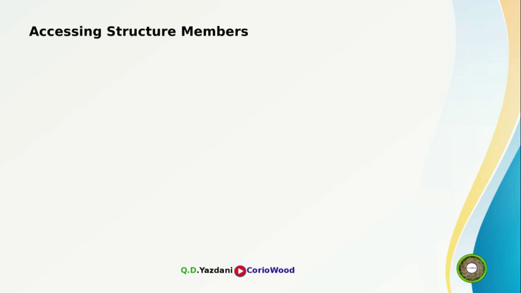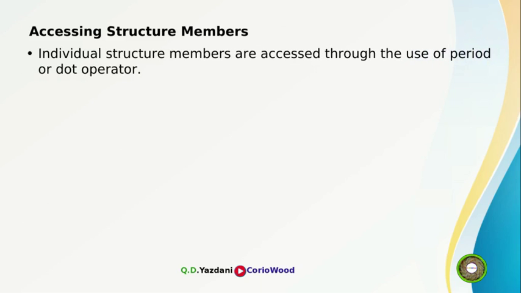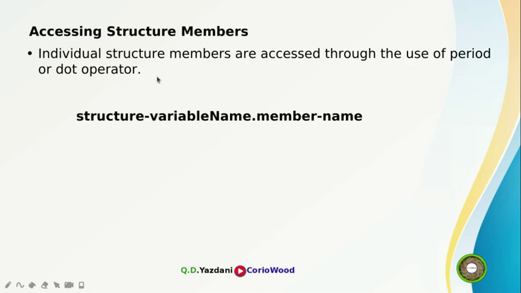We mentioned structure members, and then you need to access your structure members or type specifiers. Individual structure members are accessed through the use of the period or dot operator. All you need to do is put a dot, and you can access your struct members, just like JavaScript or any other language. You just put a dot, and this is your object in other languages, and there's an object member, and you can access your object member in JavaScript, for example.